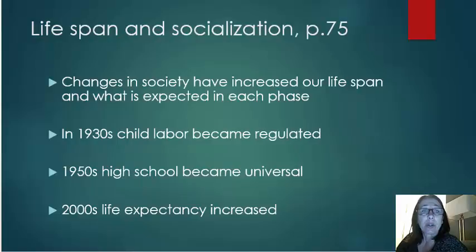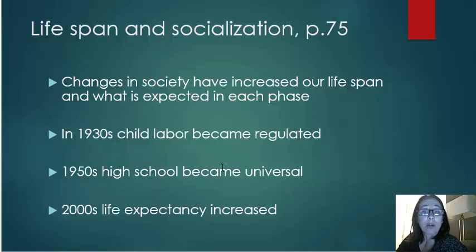The last thing that I'd like to address about the content is the lifespan and socialization on page 75. The graphic on page 75 gives some key points of historical occurrences that have happened in the past 100 years and allows you to see how we view our life depending on how long we actually live. And I have here pointed out some things that I thought were pretty interesting.